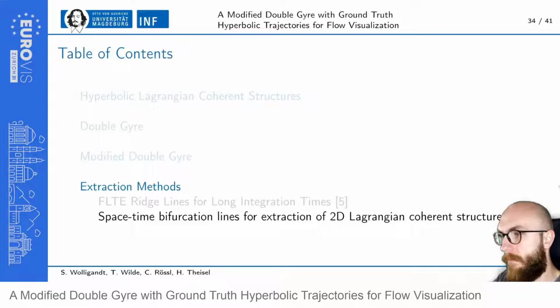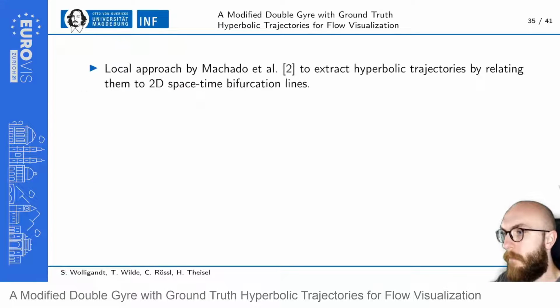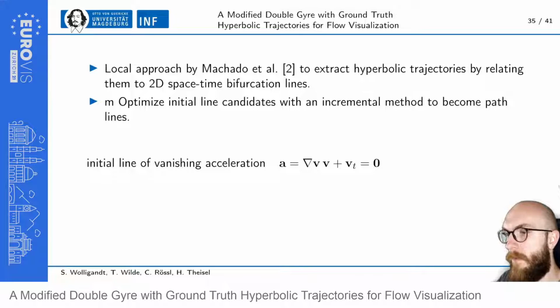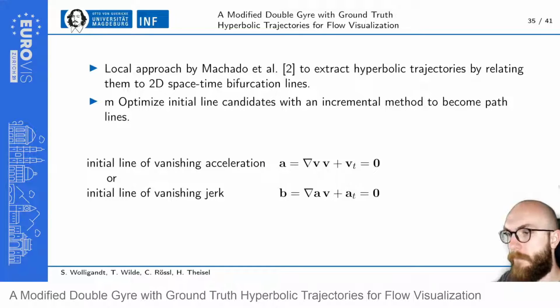And here comes the second method we tested for correctness. Machado and colleagues developed a local approach that extracts hyperbolic trajectories by relating them to 2D space-time bifurcation lines. Since hyperbolic trajectories are path lines, initial line candidates have to be optimized to become path lines. Candidate lines are lines where the acceleration or the jerk vectors can vanish.